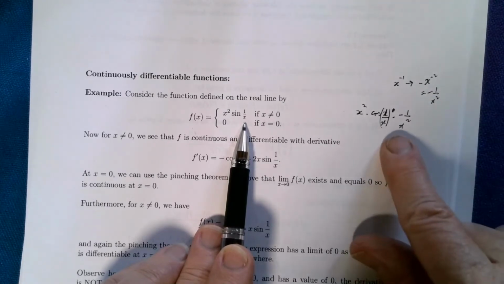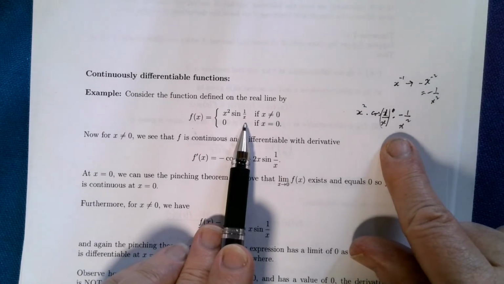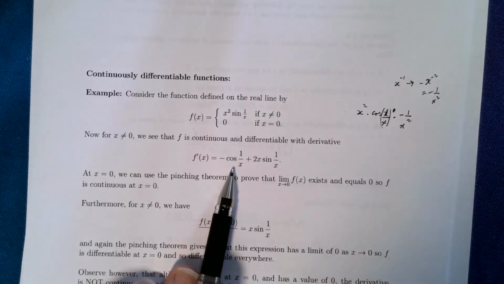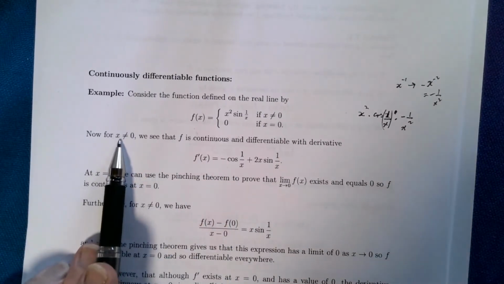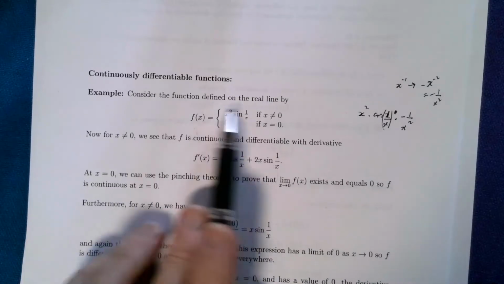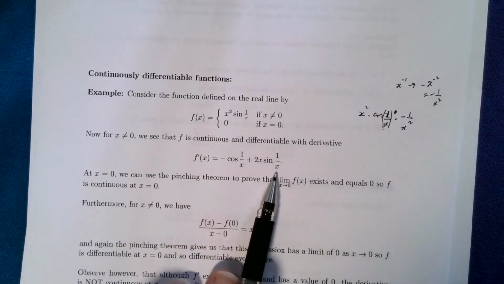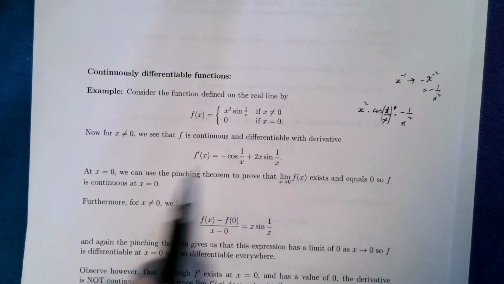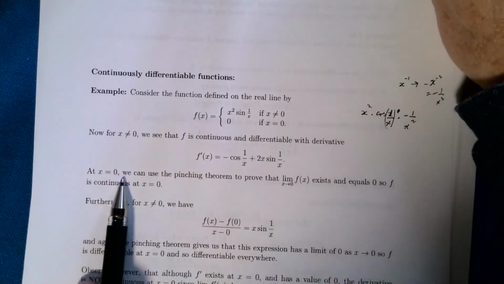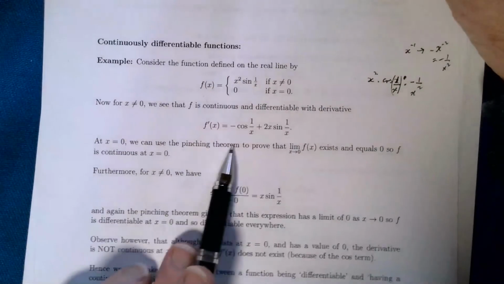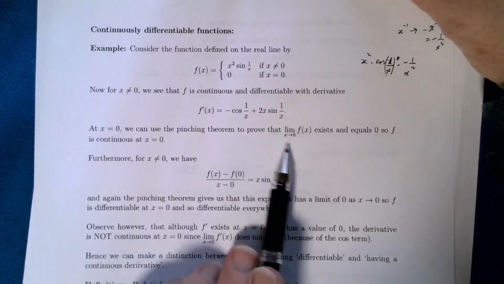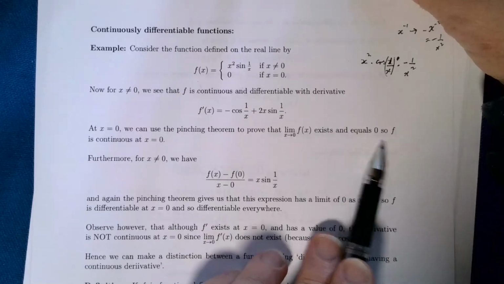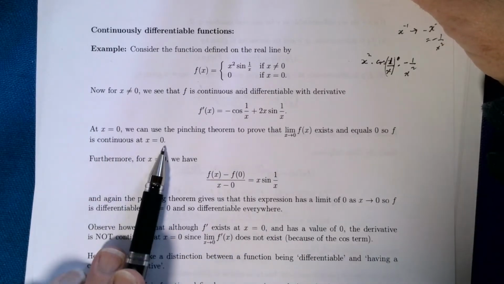So with a chain rule, I've got to multiply all this by minus 1 on x squared, and when this all cancels and simplifies, you should check that you get minus cos 1 on x. So if x is not 0, then the function's continuous, and its derivative is given just by this. Now again, we have to just check it's continuous at 0, so we've done this before, but at x is 0, we can use the pinching theorem. I'll leave you to check the details, and you can prove that this limit exists and equals 0, and that's the value at 0, so that means f is continuous.